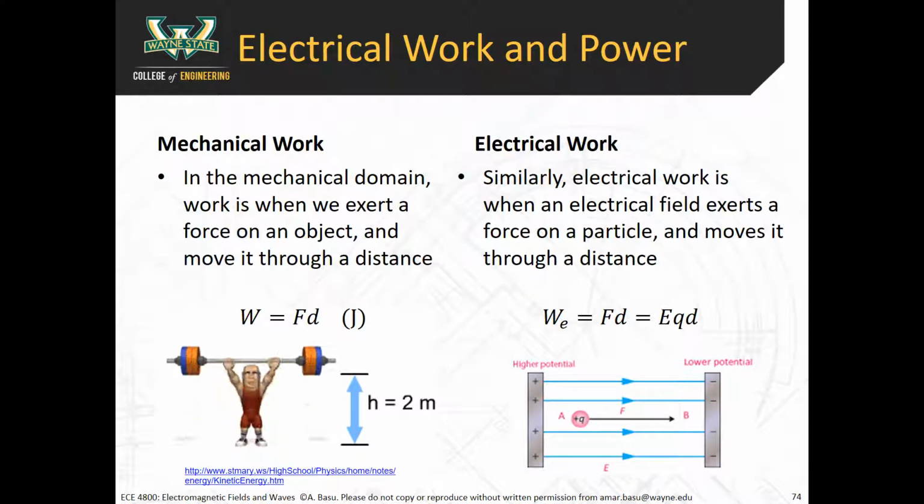Someone pulling a force or pushing a force and moving that force through a distance. Right? So in this case, the force is the weight of this thing. The force is the weight, and the distance that it's being moved through is this height, 2 meters. All right? So work is equal to force times distance, and the units for that is joules.